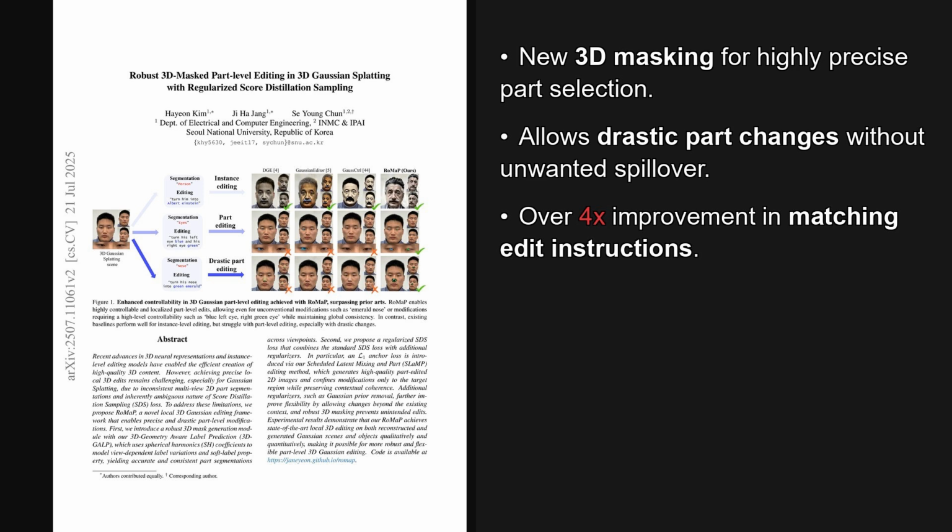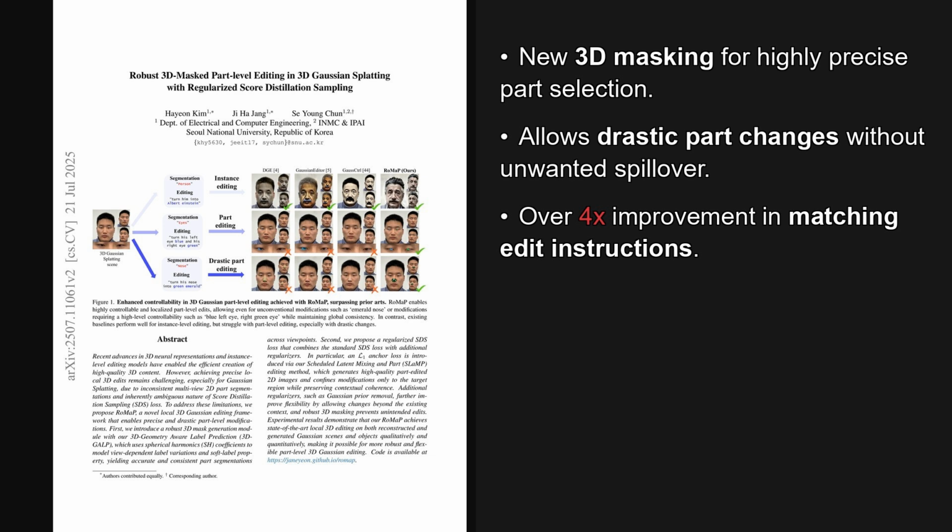I'm Alex, and today we're looking at a paper from the Hugging Face trending list, published on July 15, 2025, so about a week ago. This paper introduces a new framework that achieves a CLIP similarity score of 0.277, a big jump from the previous best of 0.201. The paper is titled, Robust 3D Masked Part Level Editing in 3D Gaussian Splatting with Regularized Score Distillation Sampling. And as we'll see, the visual results are really impressive.